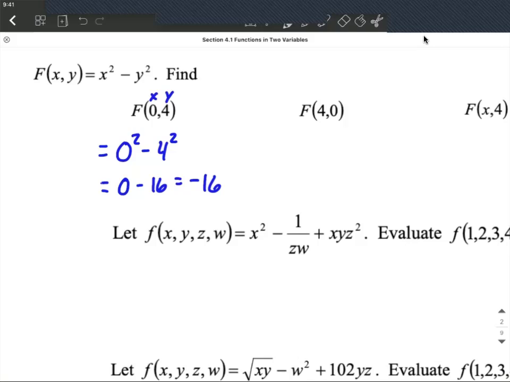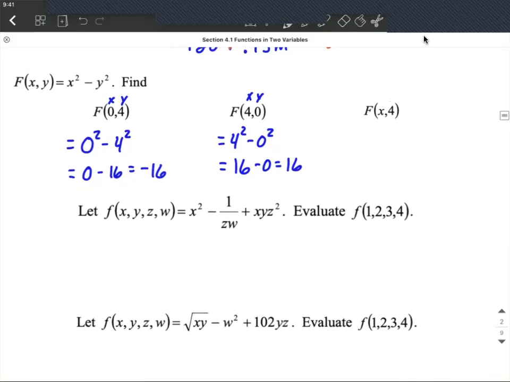All right, what if we change it around and go f of 4, 0? That's an x and that's a y. So we're going to replace the x this time with 4. Replace the y with 0. And we get 16 minus 0, which works out to be 16.